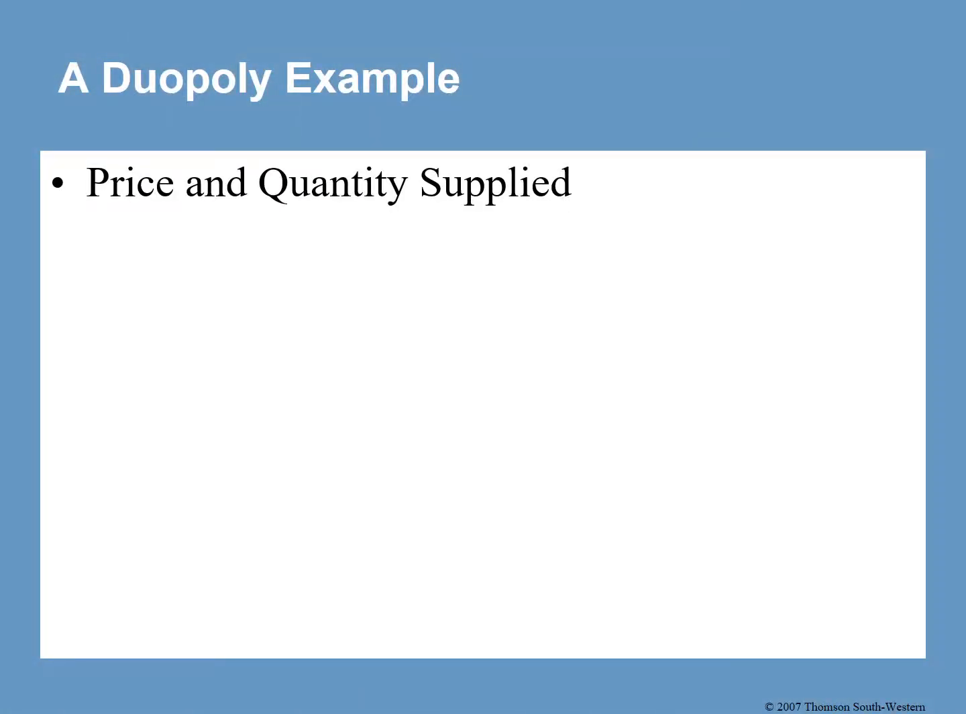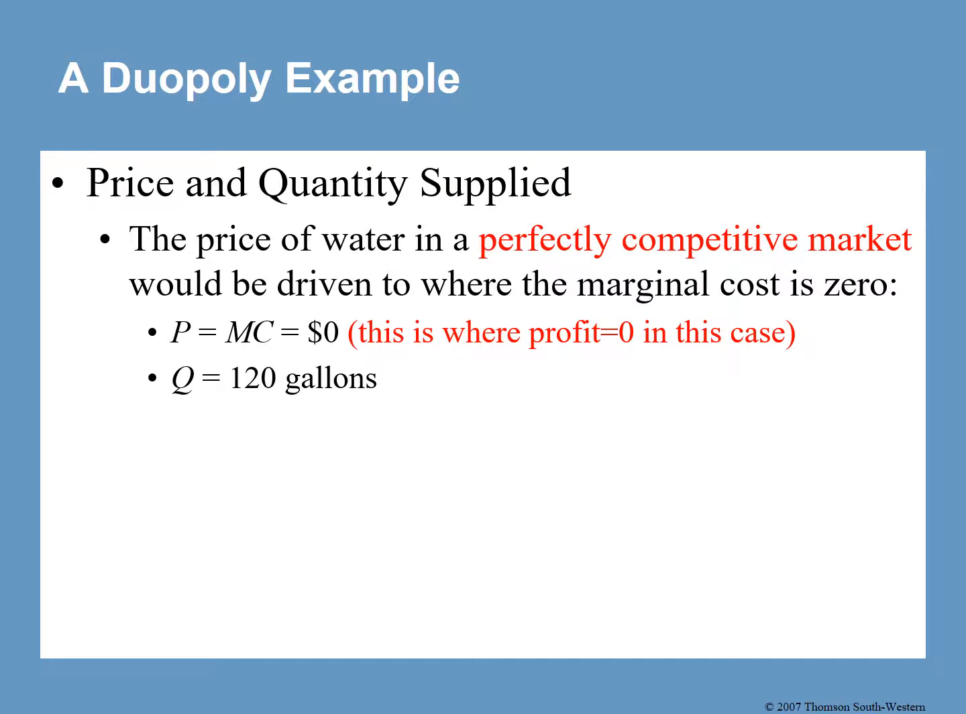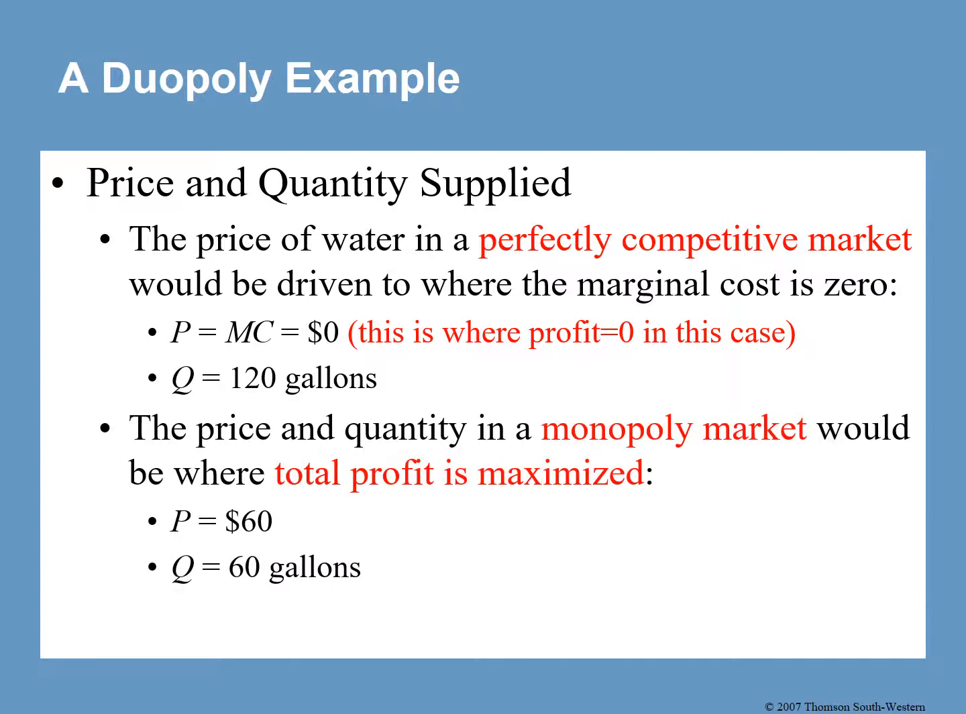So let's do a quick example. Based on that information that we just looked at on the previous slide, if this was in a perfectly competitive market, the marginal cost would be driven to 0. That's something that we've looked at in the past, right? This is where profit, MC equals MR, right? Price equals marginal cost. So MC equals MR, where profit is 0. And so if we use that information, the quantity that would be produced of water would be 120 gallons. Right, so that's important, 120 gallons for $0.